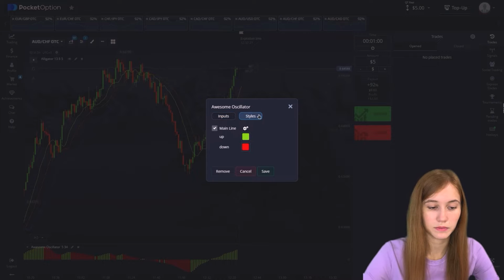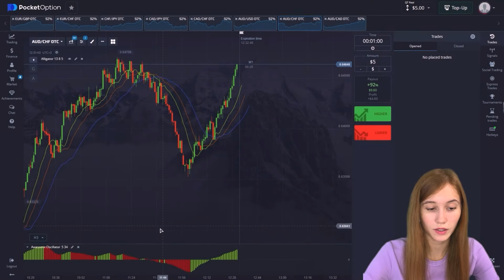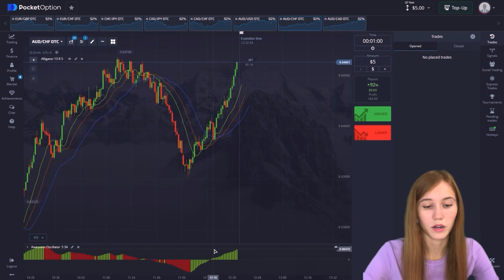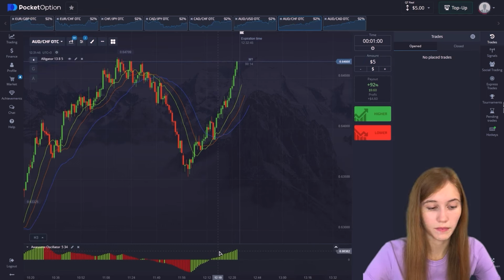And the second indicator, the oscillator, is located at the bottom of the screen. Its settings. I won't show it for long. This indicator is located at the bottom of the screen. It mirrors the mood of our market and shows what the market is like at the moment.